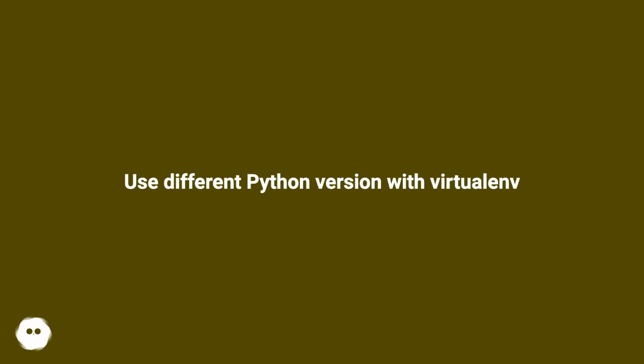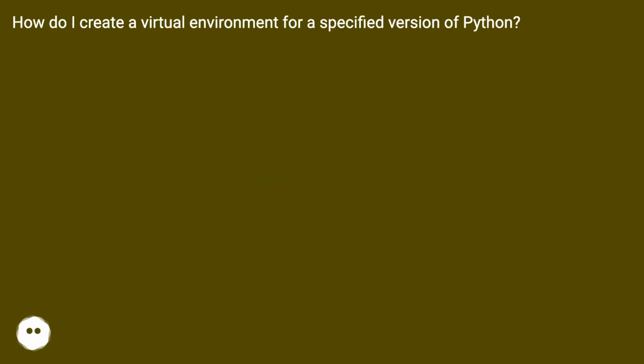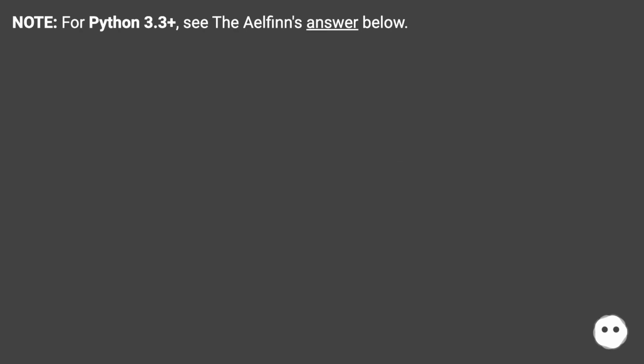Use different Python version with Virtualenv. How do I create a virtual environment for a specified version of Python? Note: for Python 3.3+, see the Elfin's answer below.